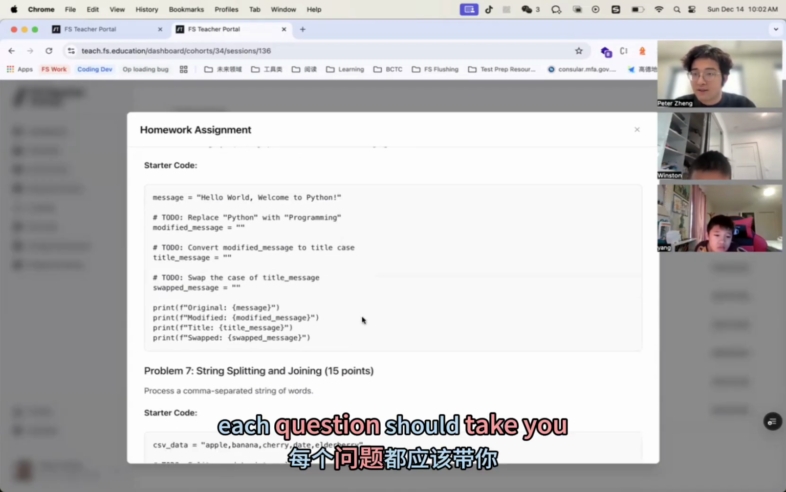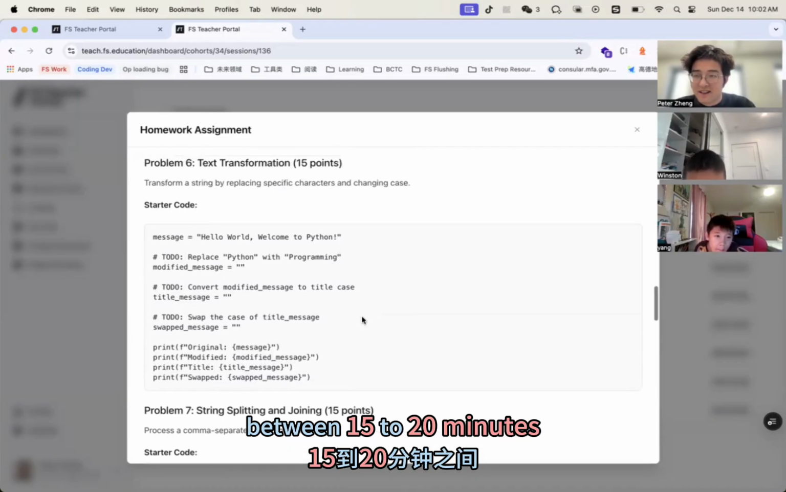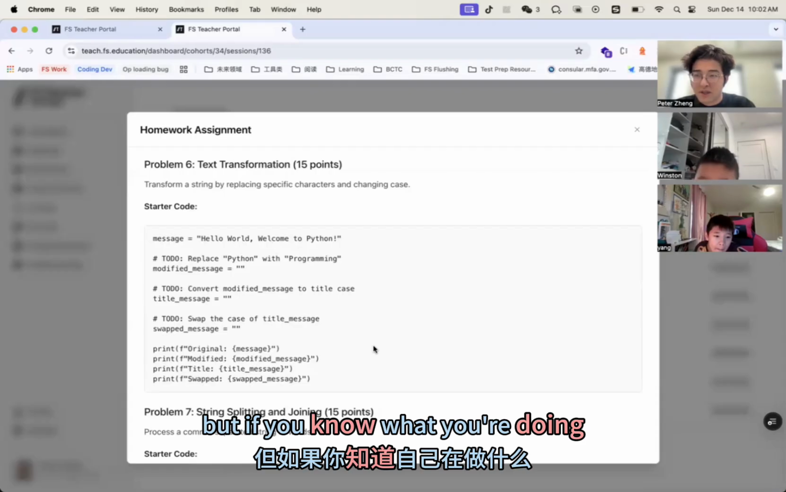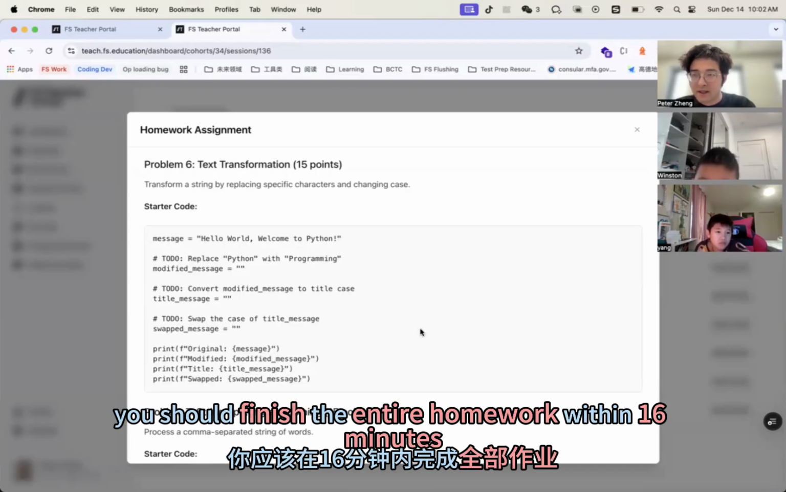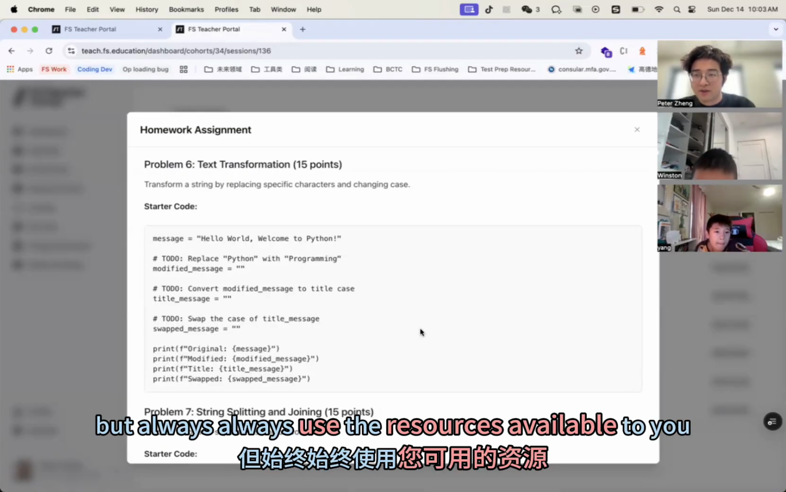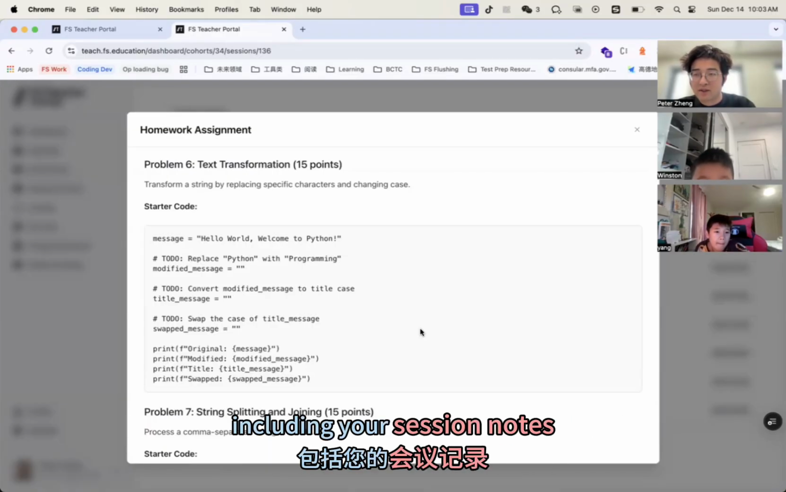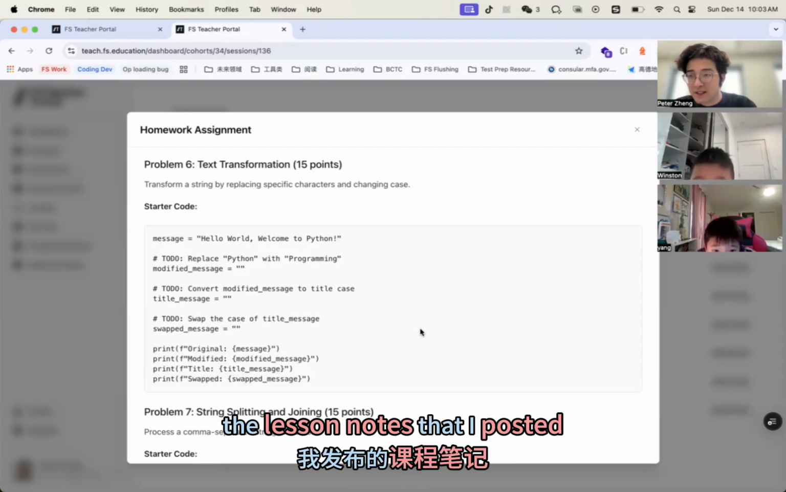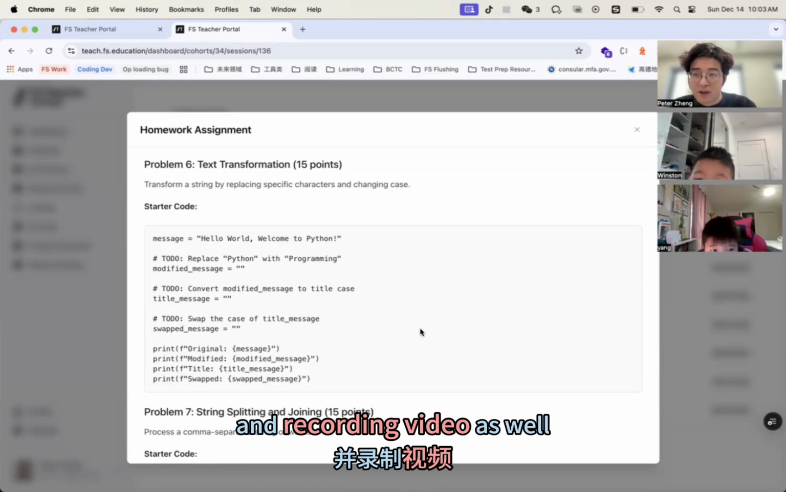Each question should take you between 15 to 20 minutes if you're shaky on the subject, but if you know what you're doing, you should finish the entire homework within 60 minutes. Try to do the homework today so you don't forget what you just learned. But always use the resources available to you, including your session notes, the notes that you copied down, the lesson notes that I posted, and the recording video as well.